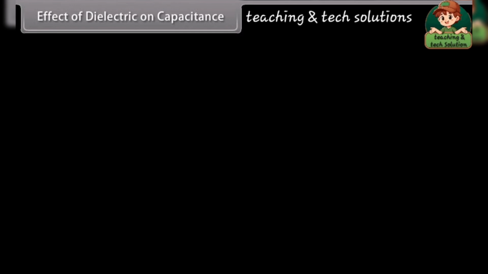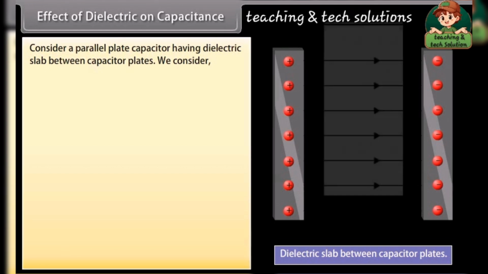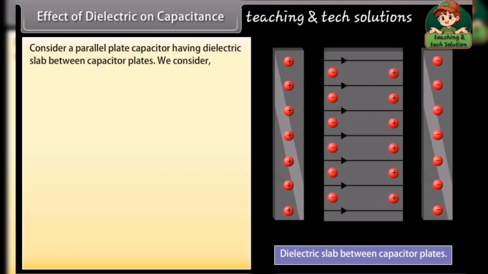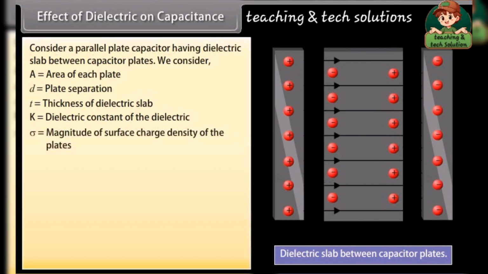Effect of dielectric on capacitance. Consider a parallel plate capacitor having a dielectric slab between the capacitor plates. We consider A is equal to area of each plate, D is equal to plate separation, T is equal to thickness of dielectric slab, K is equal to dielectric constant of the dielectric. Sigma is equal to magnitude of surface charge density of the plates.